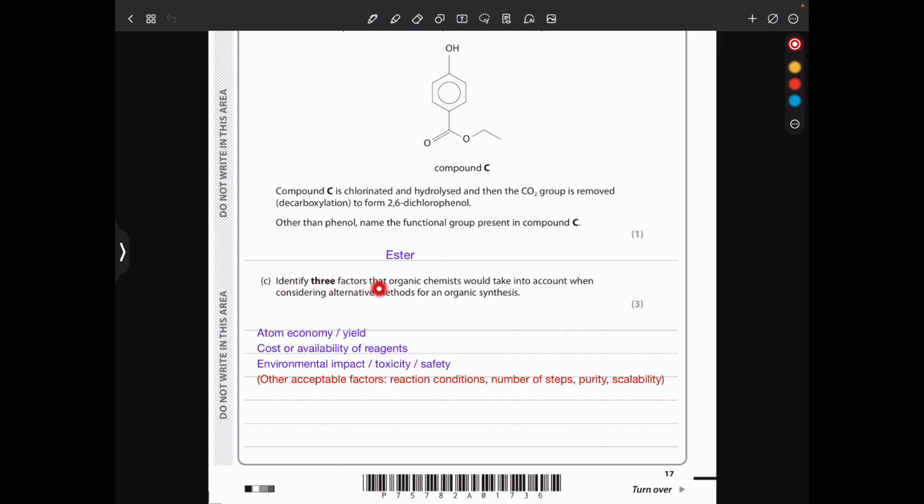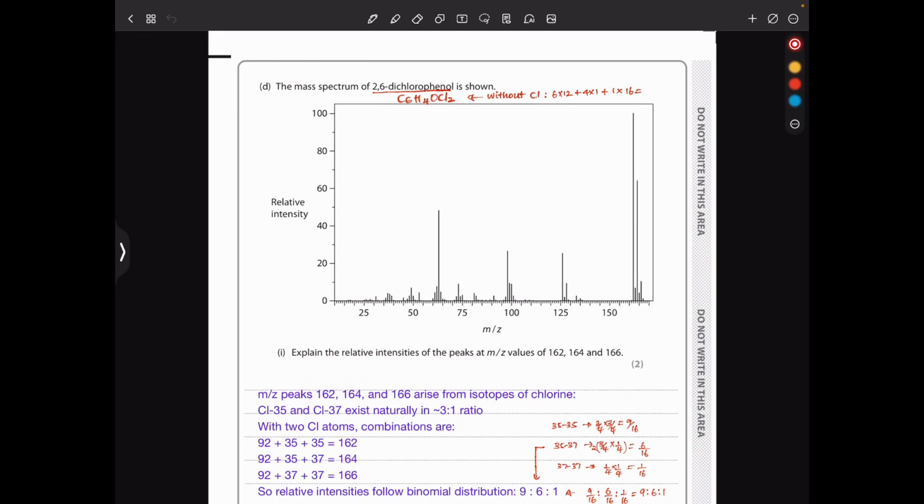Then identify 3 factors that organic chemists would take into account when considering alternative methods for an organic synthesis. They can look into the atom economy, the yield, cost or availability of reagents, as well as the environmental impact or side reactions, as well as the purity and scalability. So any of these factors should be considered.